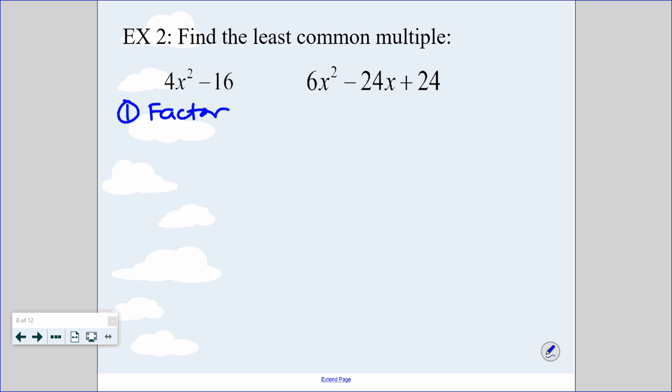So you have 4x squared minus 16, and then you have the other one. So 4x squared minus 16, what can I do? What do I always look to take out first? Greatest common factor. Okay, so our greatest common factor is the thing that is common in both, and what is that? 4. So we take out a 4, and I'm left with x squared minus 4. Okay? Now I need to factor the x squared minus 4.